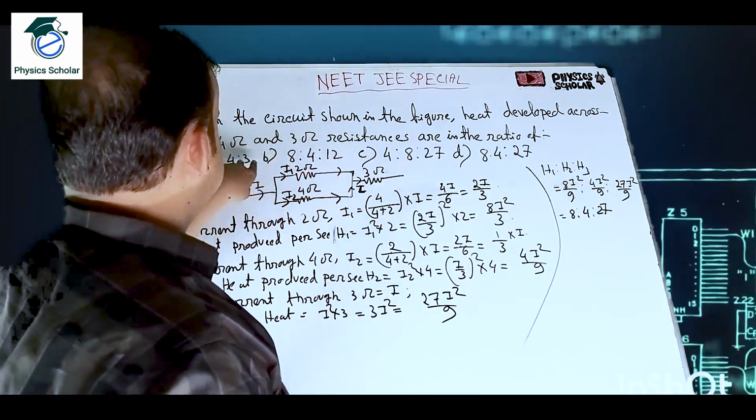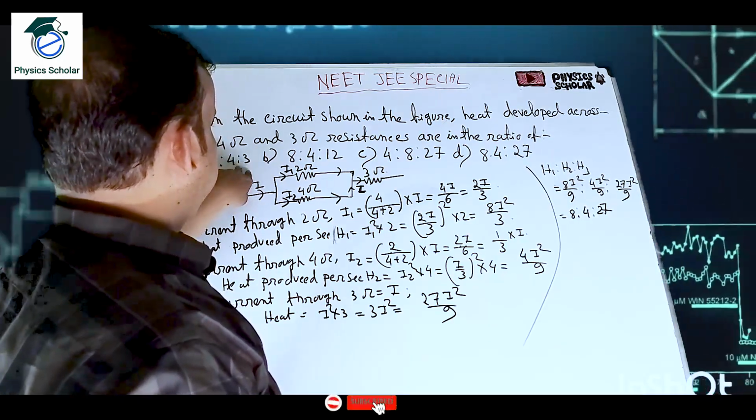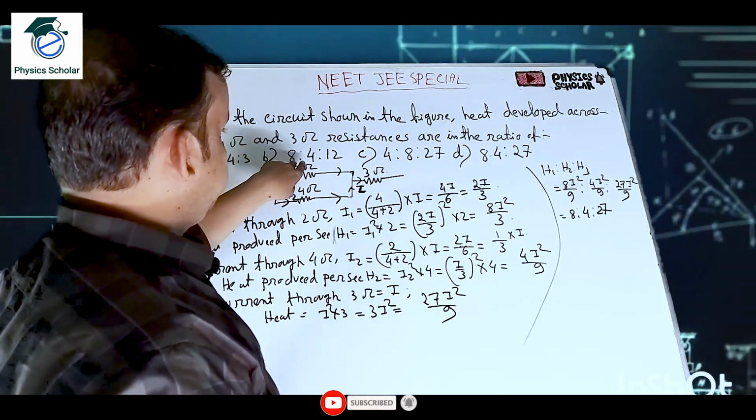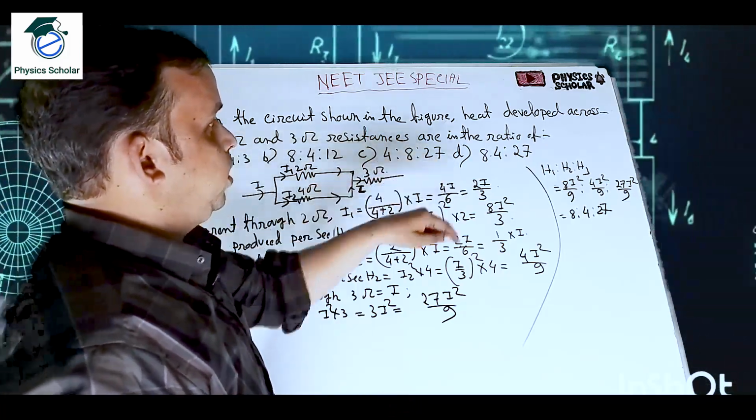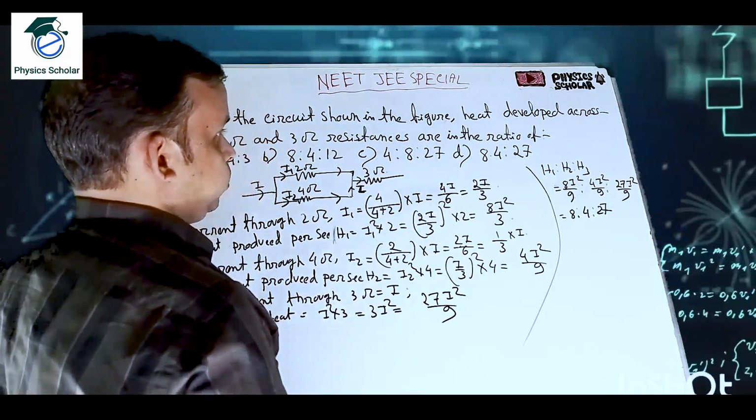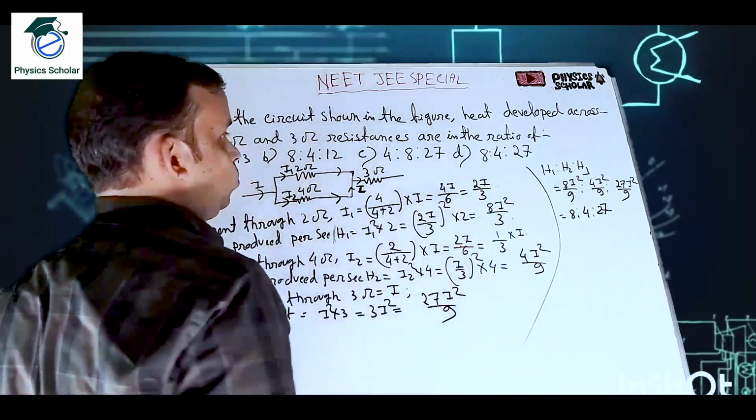Now the heat developed in the 2 ohm, 4 ohm and 3 ohm resistances will be in the ratio of: option 1, 2:4:3; option 2, 8:4:12; option 3, 4:8:27; and option D will be 4:8:4:27.